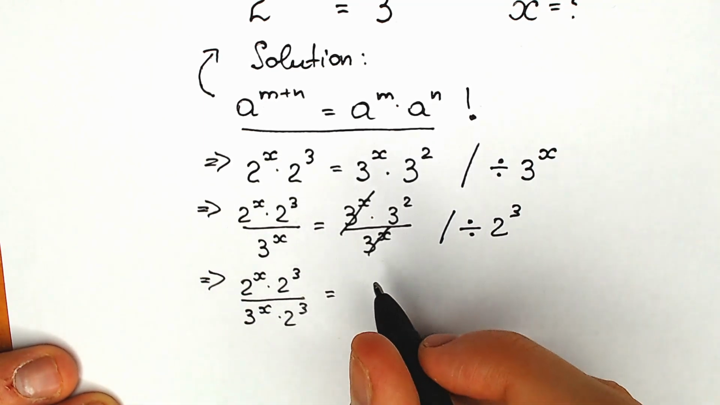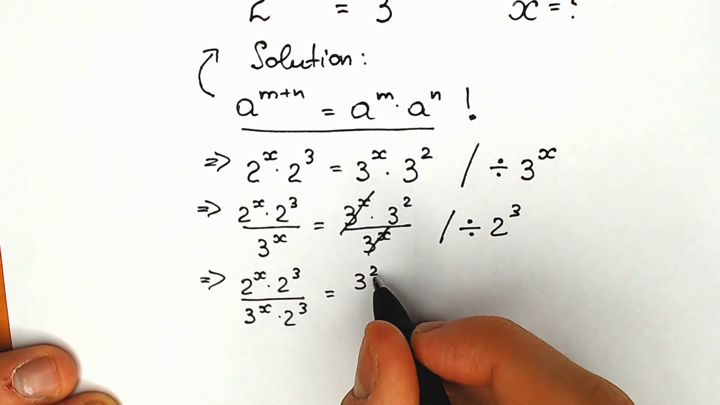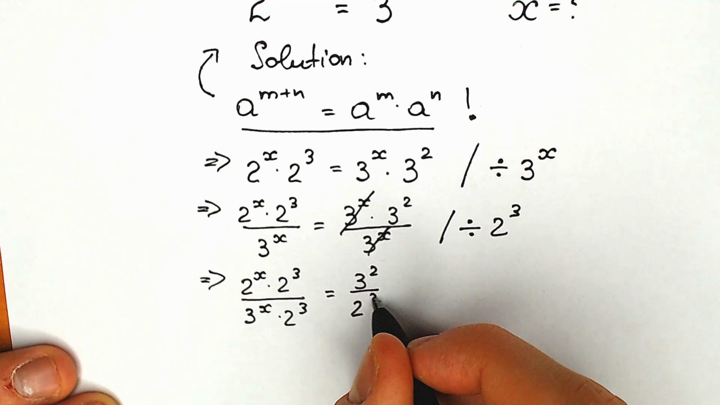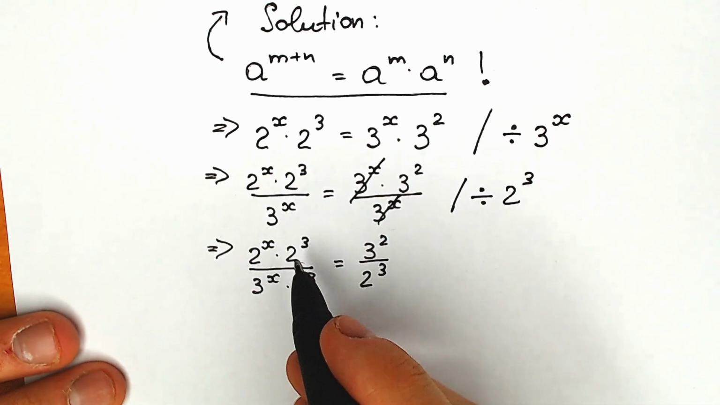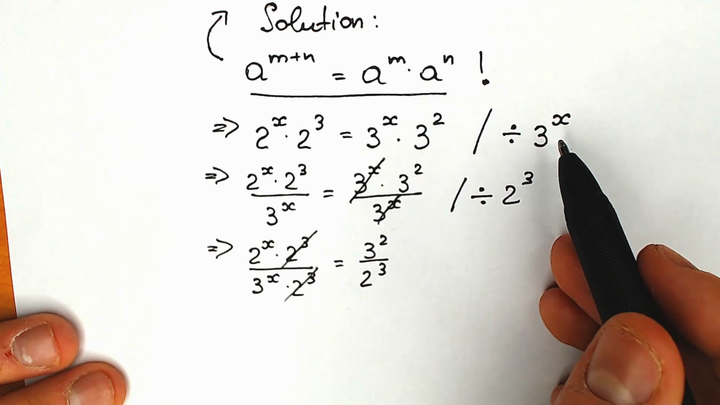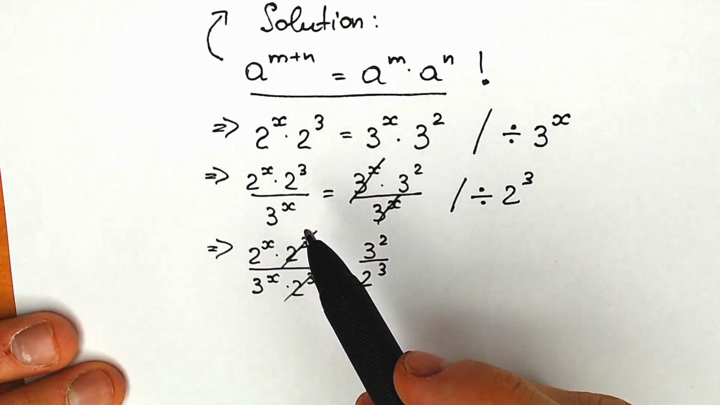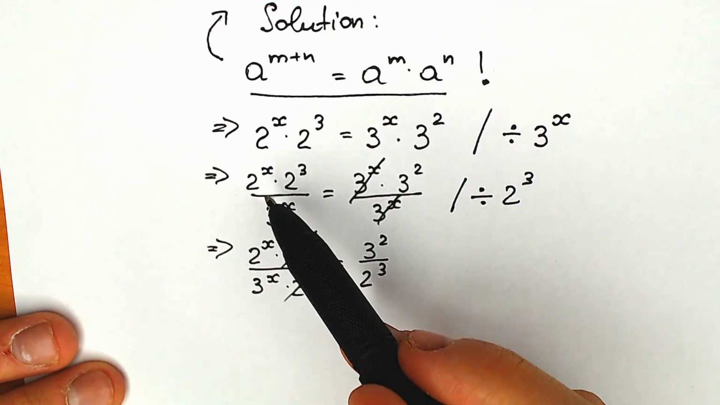And equal to, we don't have this 3 to the x anymore, so we have 3 squared divided by 2 cubed. And right now, as I told before, we're going to cancel this 2 to the power 3. That's why I divided both sides by 3 to the x. I'm going to cancel it from the right side. We have it in our denominator, and it's really great because we have our variables together.